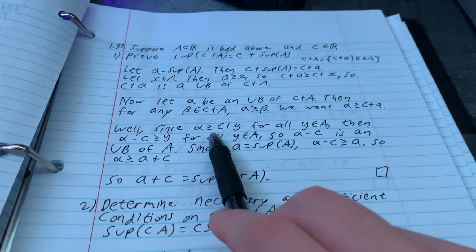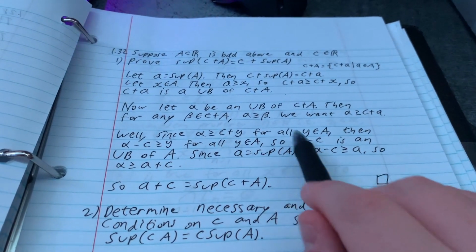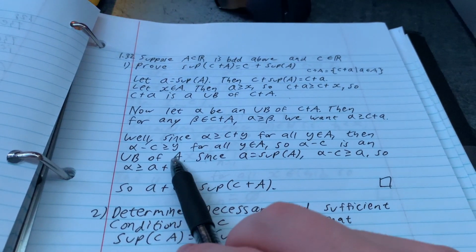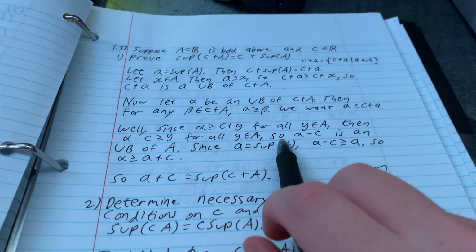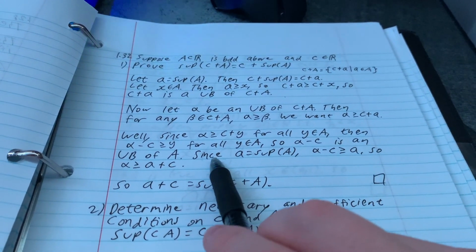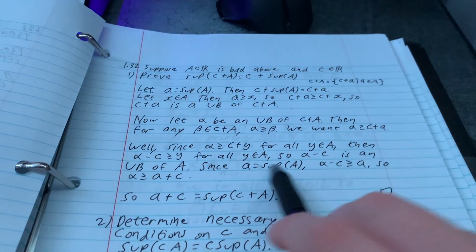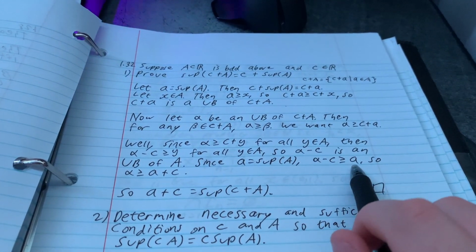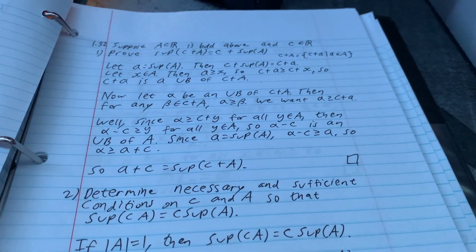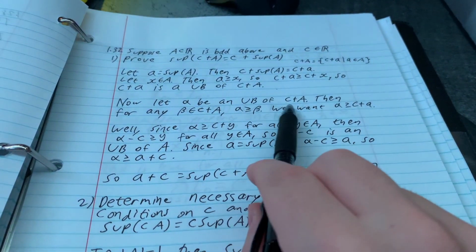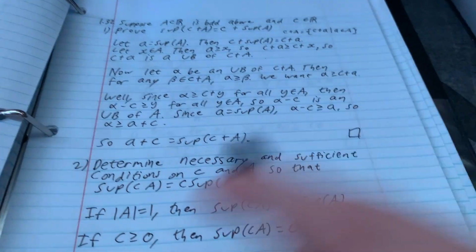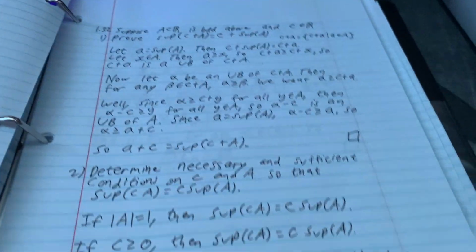Since alpha is greater than or equal to C plus y for all y in A, alpha minus C is greater than or equal to y for all y in A. So alpha minus C is an upper bound of A. Since a is equal to sup A, alpha minus C is greater than or equal to a, so alpha is greater than or equal to a plus C. So alpha is a generic upper bound of C plus A, and it's at least a plus C, which means a plus C is equal to sup of C plus A.